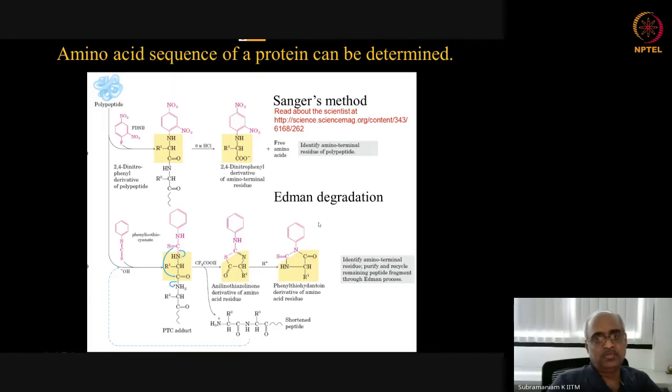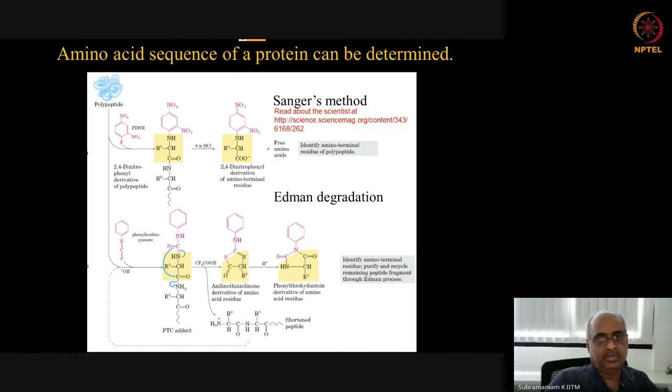The primary improvement over Sanger's method is that in Sanger's method, the entire protein gets hydrolyzed into individual amino acids. Okay, so that is laborious to go and find the second one, third one, and so on. On the other hand, this PTC adduct formation cleaves only the N-terminal amino acid, leaving the rest of the polypeptide chain intact and ready for the next cycle. Okay, so I'll stop here with the amino acid sequencing.